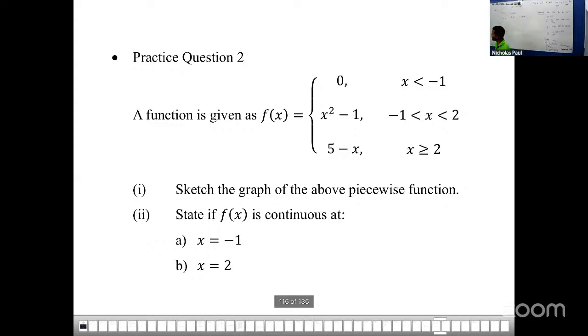Right, even if you're struggling with the drawing, you should still be able to figure out the continuity part of it, right?